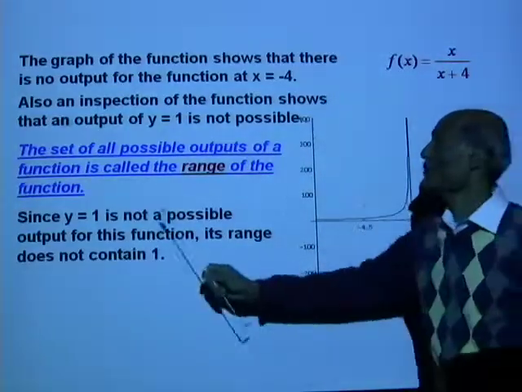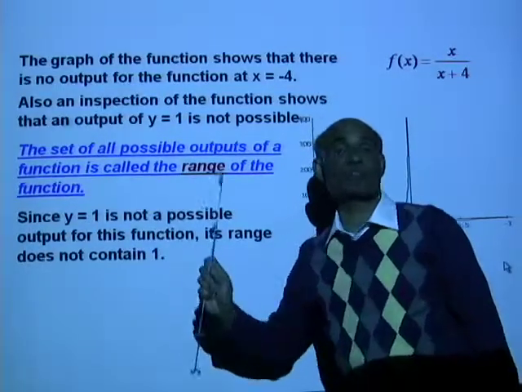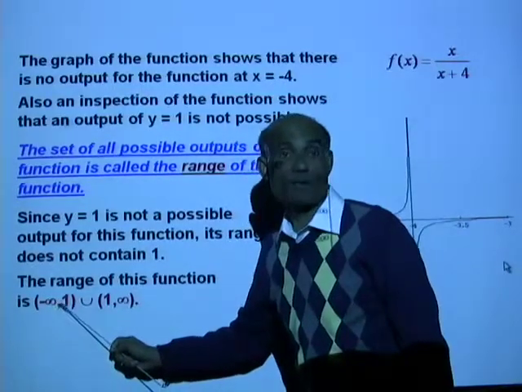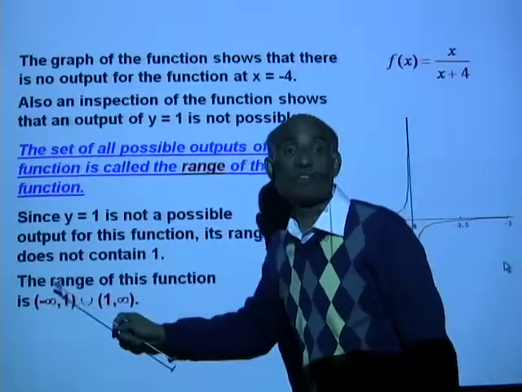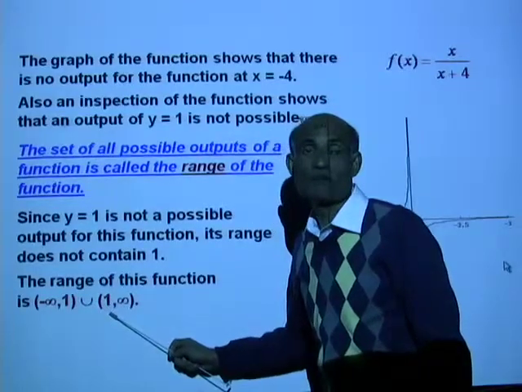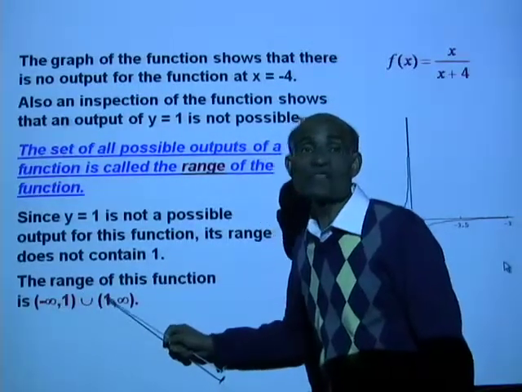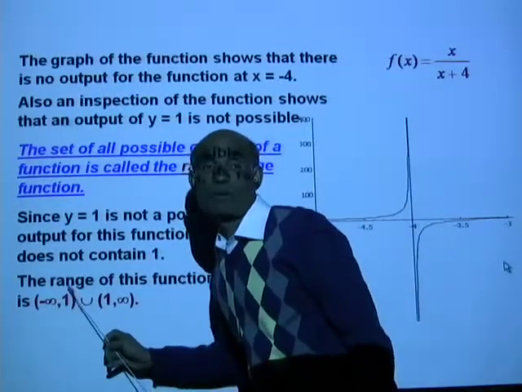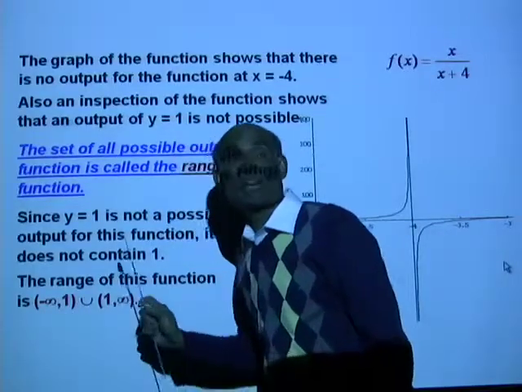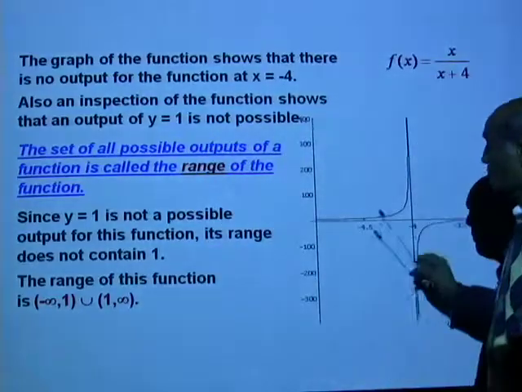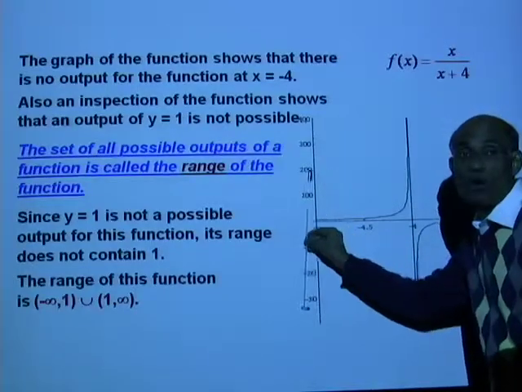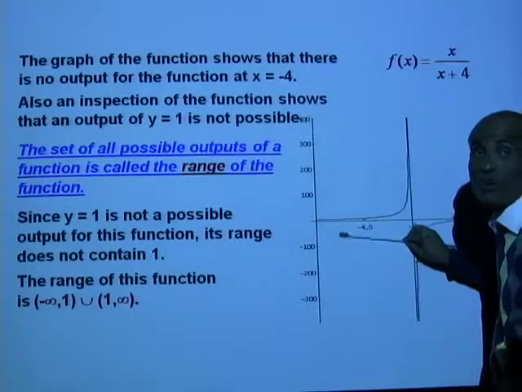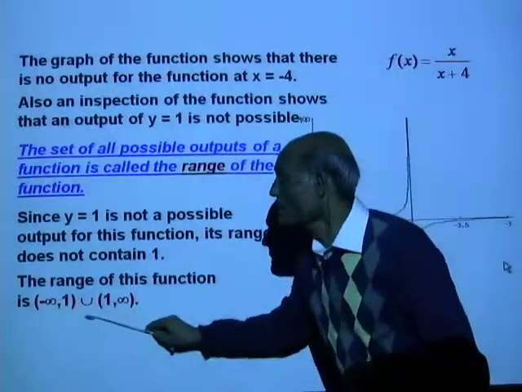Since in this case, y equal to 1 is not a possible output, we will write the range as -infinity to 1, union 1 to infinity. Again, look at the use of parentheses. It means the domain does not contain 1. I'm sorry, not the domain. The range does not contain 1. It contains all real numbers except 1. So, the domain is the set of all real numbers except x equal to -4. And the range is all real numbers except y equal to 1.